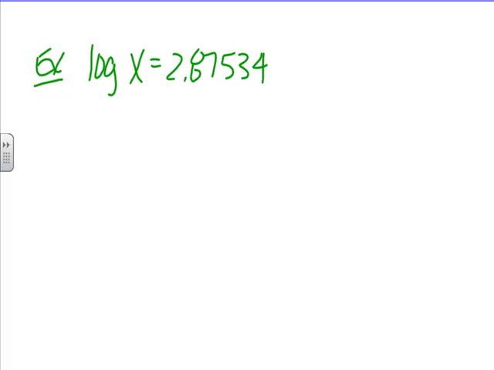So as another example of that, if we get some kind of problem where it says the log of x is equal to 2.87534, find x to the nearest tenth.